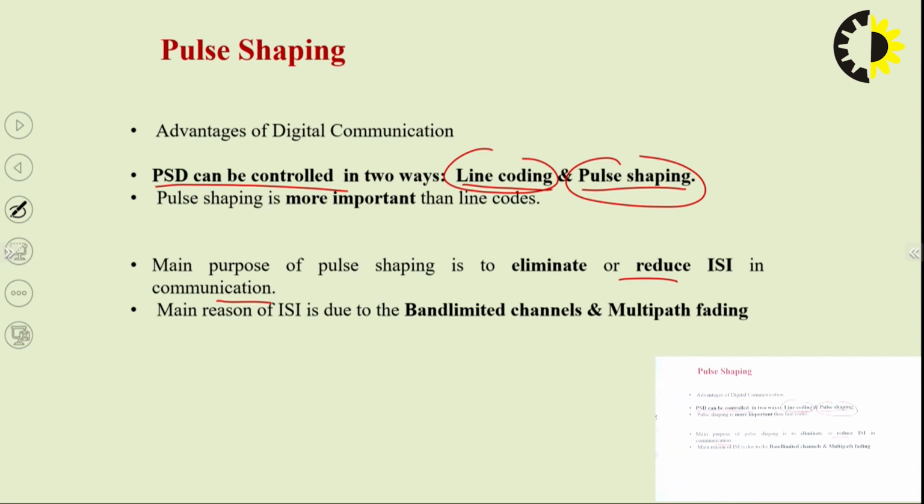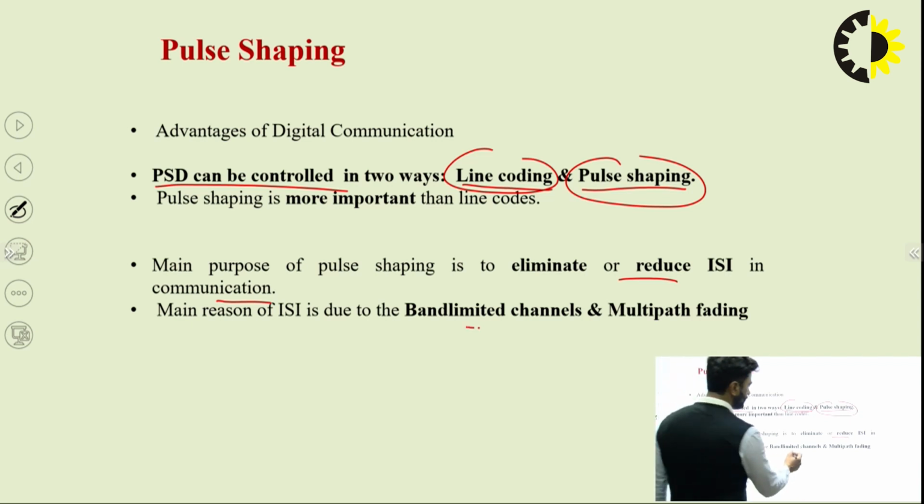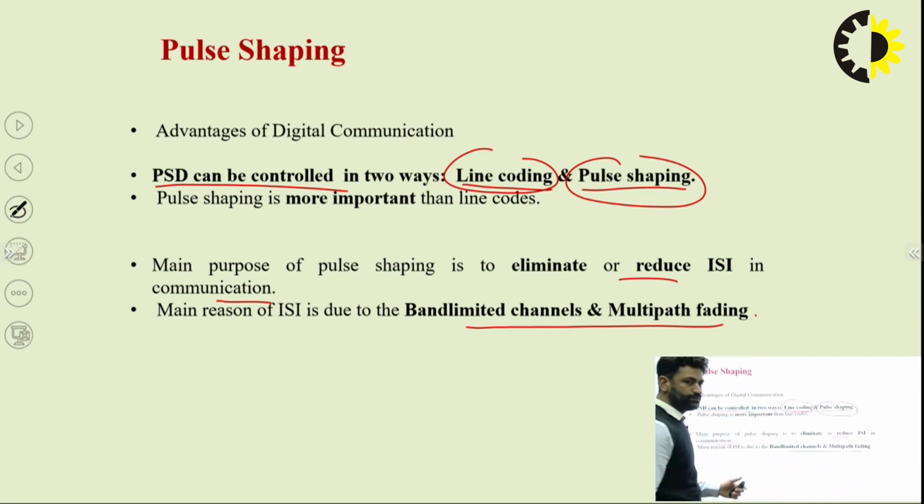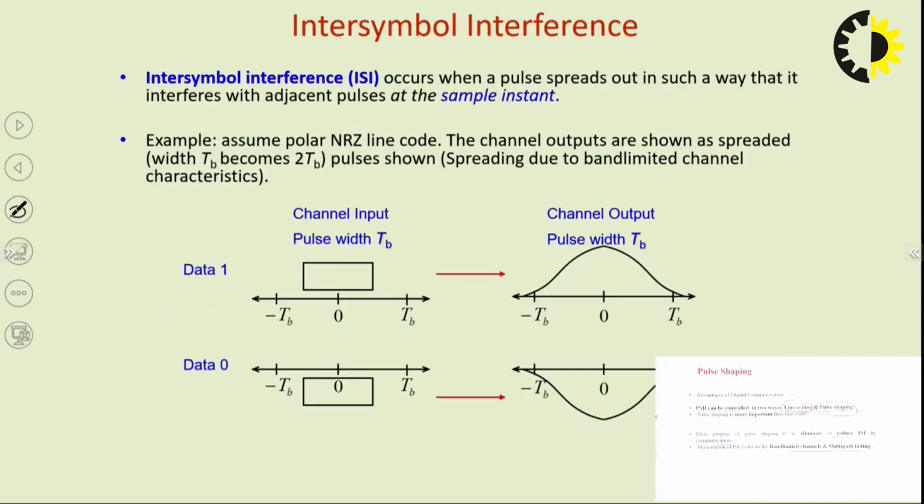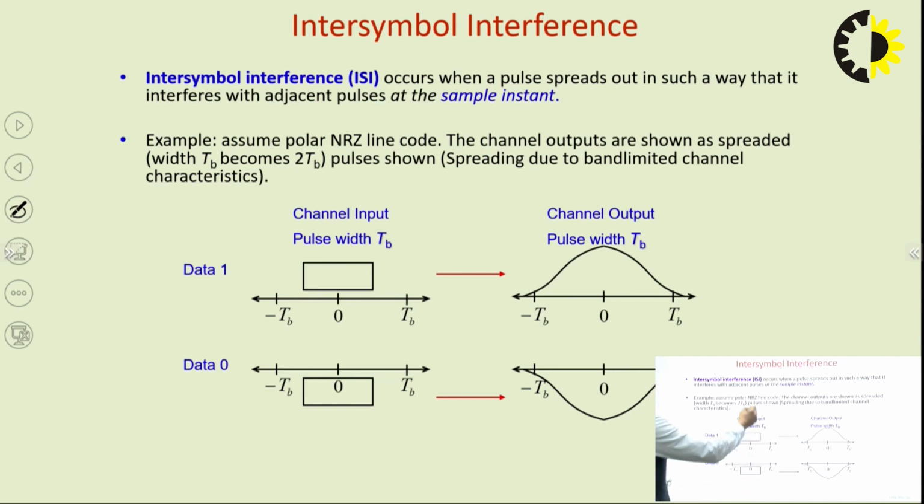The main reason for ISI is the band-limited channel or multipath fading. Now, what is the cause of the ISI? That is a band-limiting channel. Now let's see in detail what ISI is.